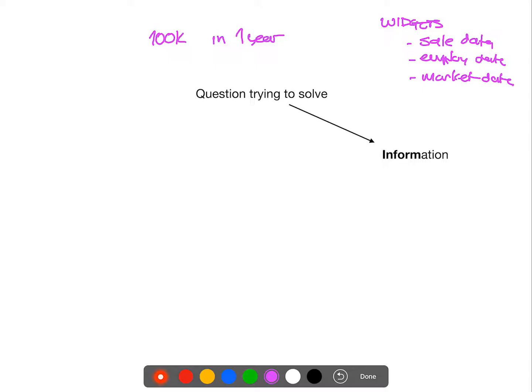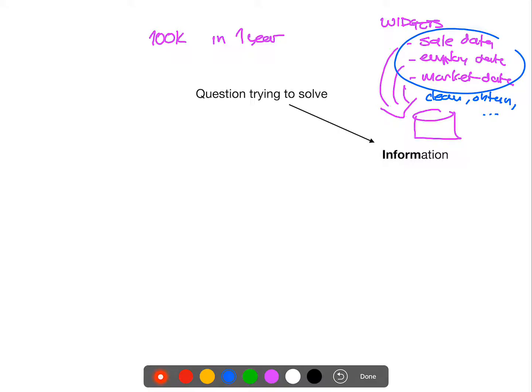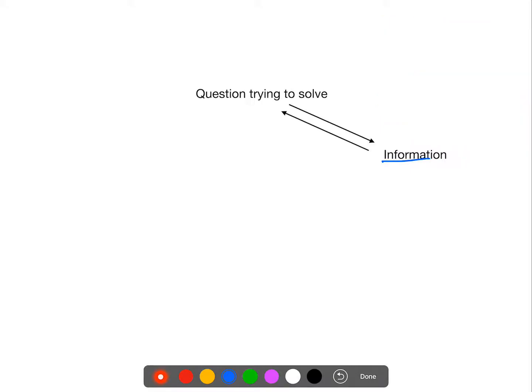So all this data we want to somehow put into another repository. In order to do this, we might have to clean, obtain, and do some more transformations with this data set into a new place. And the whole idea is we want to inform the question we're trying to solve.